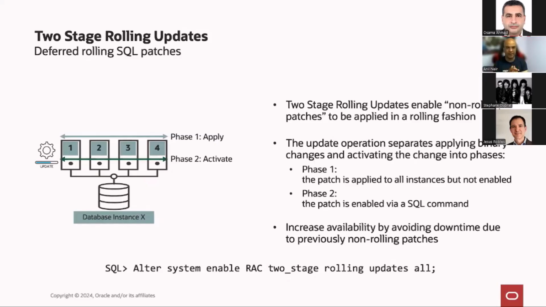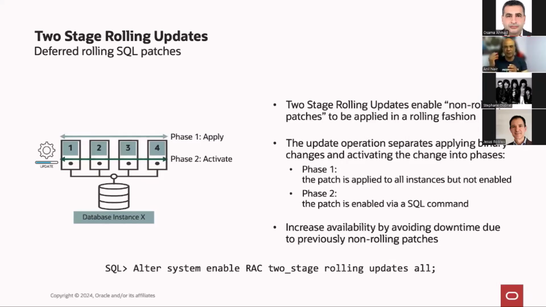So let's say there's a patch that previously, without this feature, was supposed to be a non-rolling update. So therefore it was not added to any of the RUs. Now we can actually put it as part of the RU. How do we do that? Well, we have two phases, or two stages in a way.